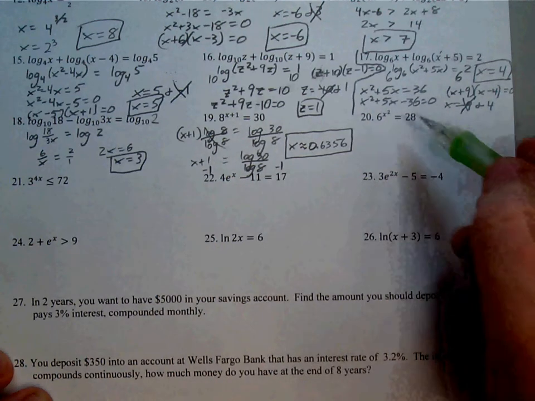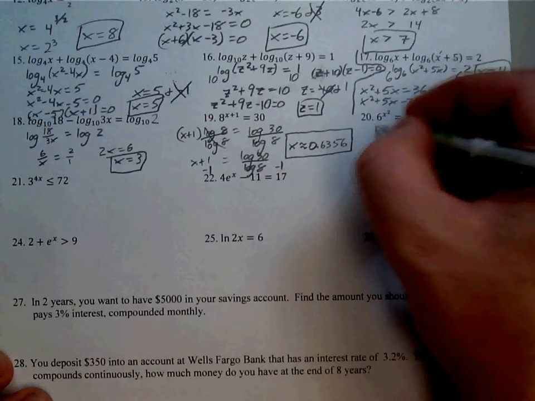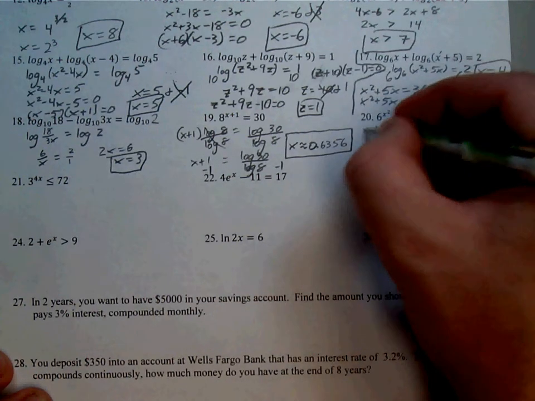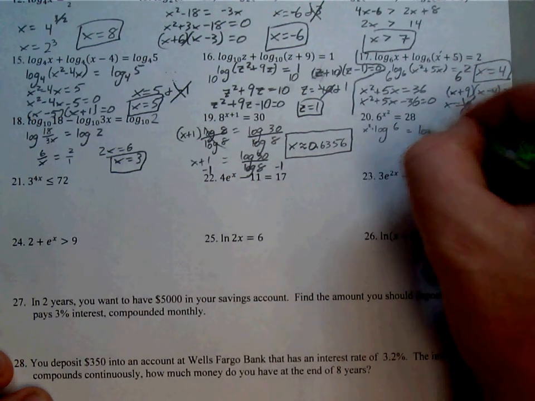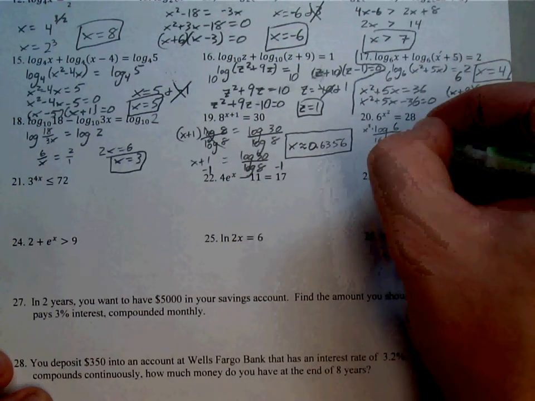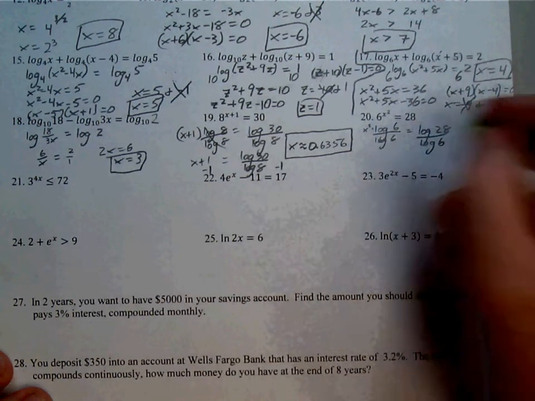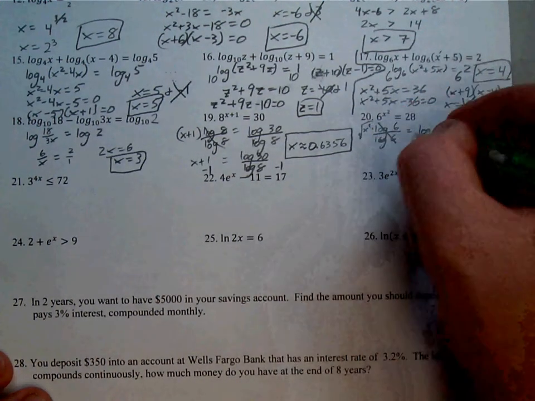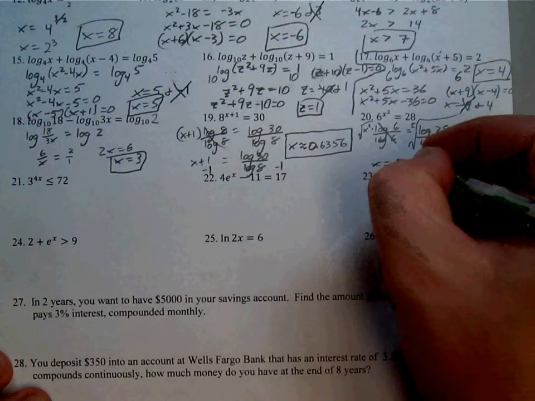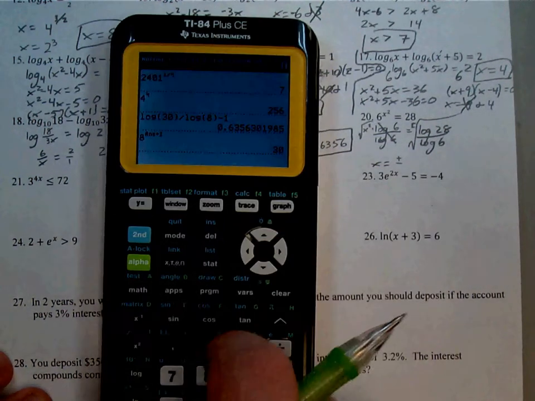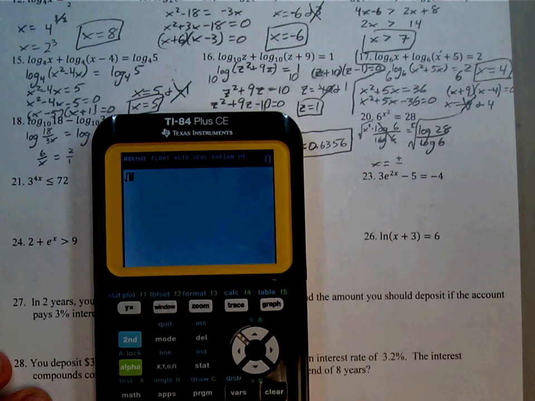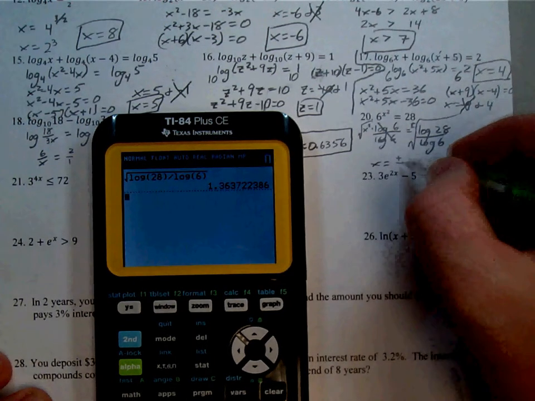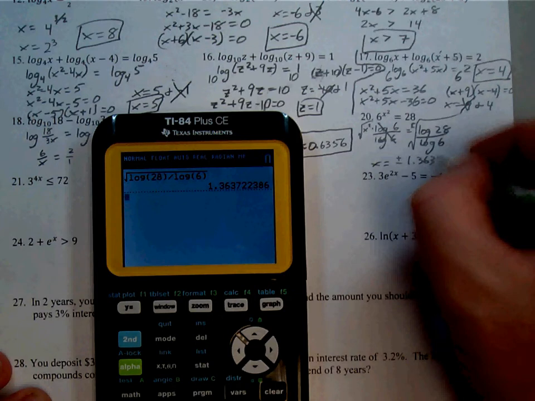Okay, and so then same thing on number 20, we're going to log both sides. And so then I can move that x squared out front. And then I'm going to square root after that, so I'll get to do plus minus. So x equals a positive or a negative. Okay, square root of log of 28 divided by log of 6. So x is a positive or negative 1.3637.